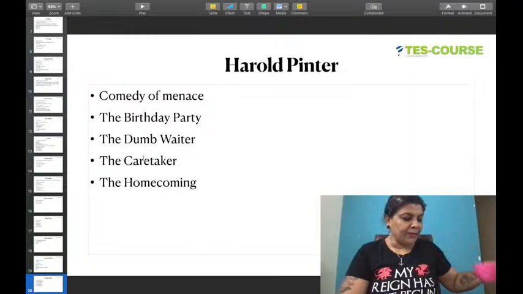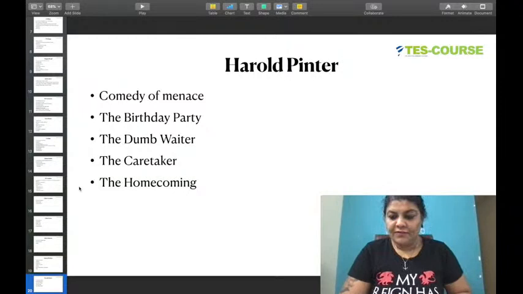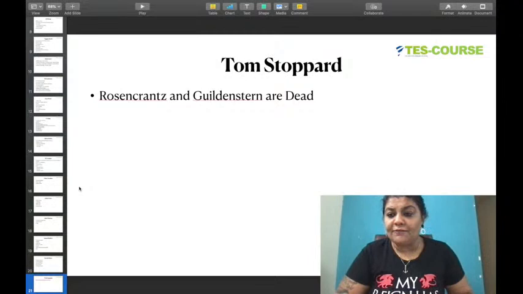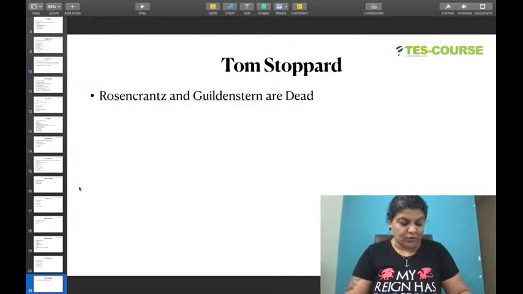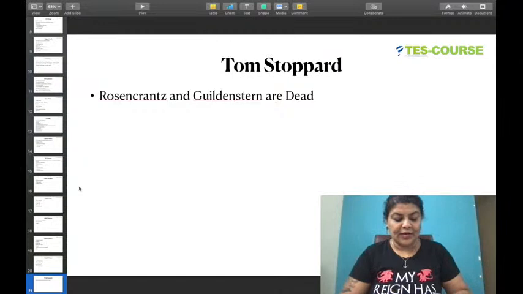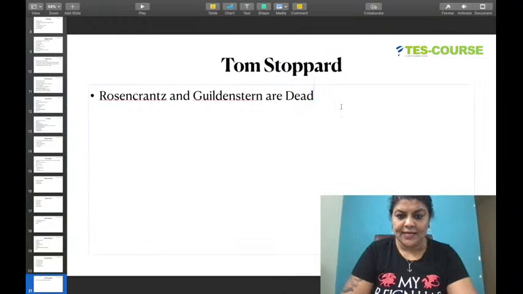The Homecoming. Very good. Tom Stoppard. Where is Tom Stoppard originally from? Czechoslovakia. Tom Stoppard is originally from Czechoslovakia. And what are his major works? Rosencrantz and Guildenstern Are Dead is important. It is based on Hamlet.